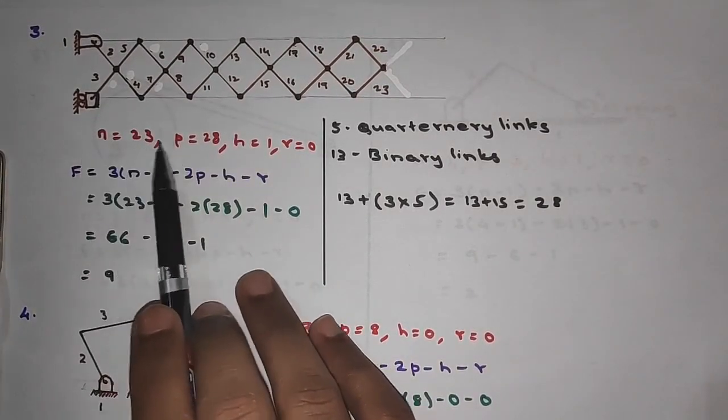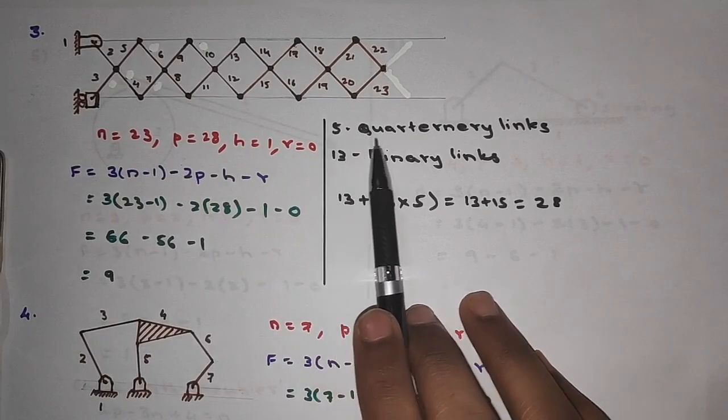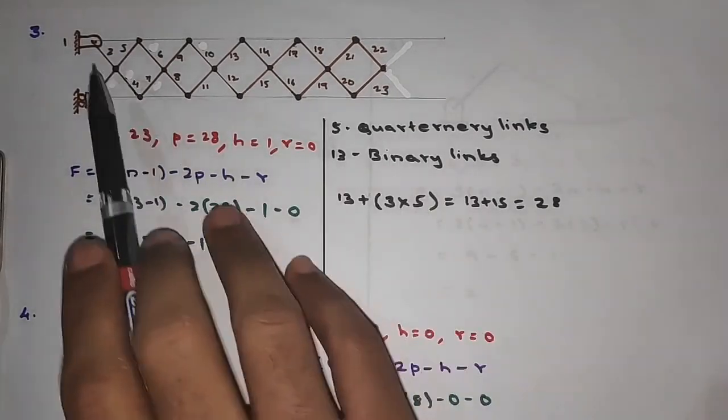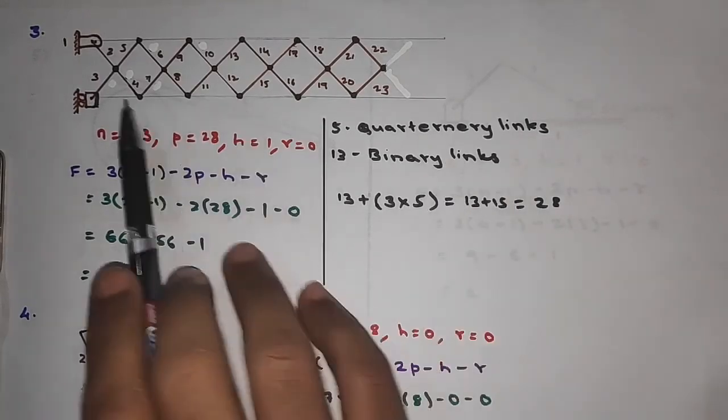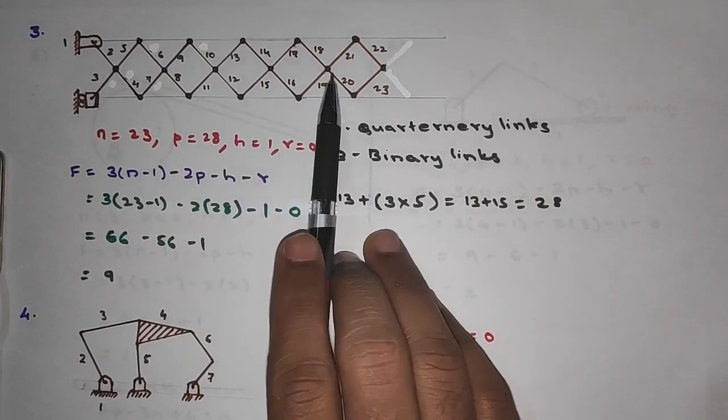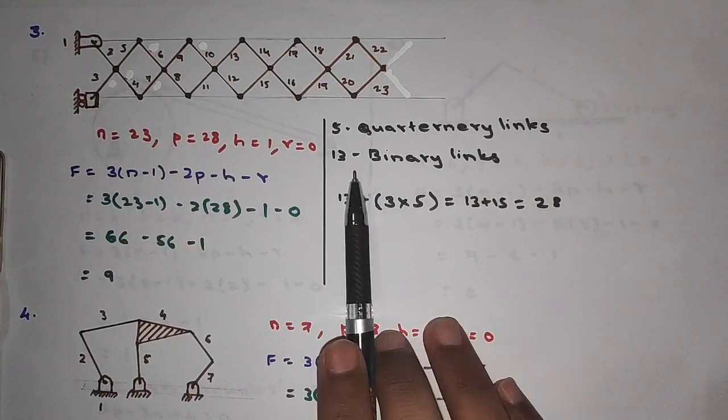Now, how do we know whether n is 23? I have shown here a small explanation. If you count, there are 5 quaternary links: 1, 2, 3, 4 and 5. Then there are 13 binary links.